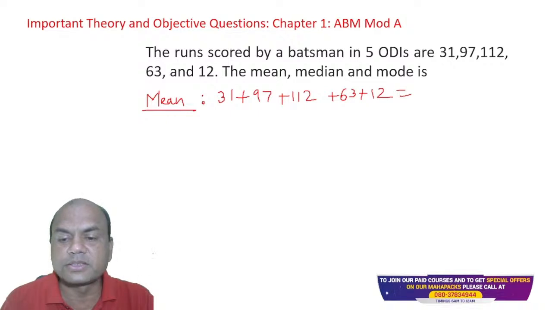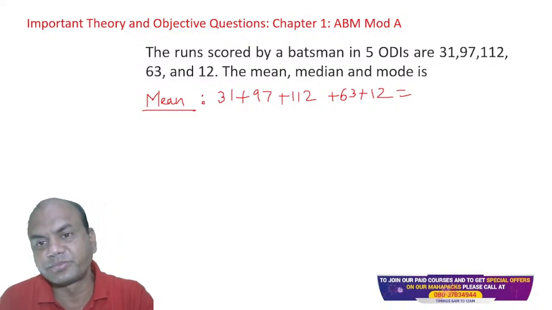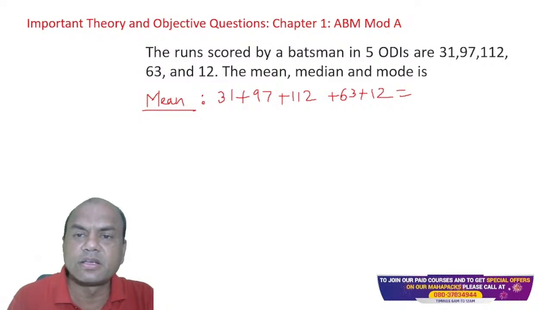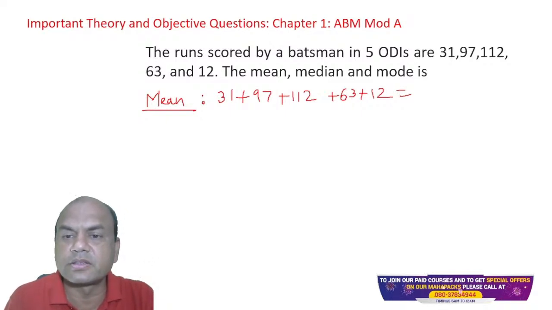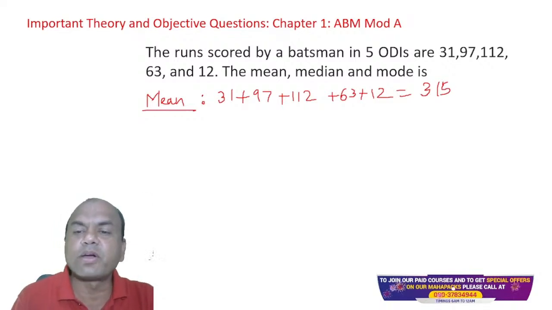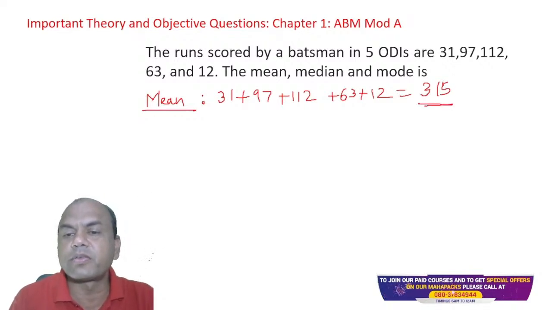31 plus 97 plus 112 plus 63 plus 12. So the answer you get is how many? Yes, comment section, everyone. 315. Correct. So mean is what? 315 divided by the number of elements. How many elements are there? 5. So 315 upon 5 is 63. This is my mean.